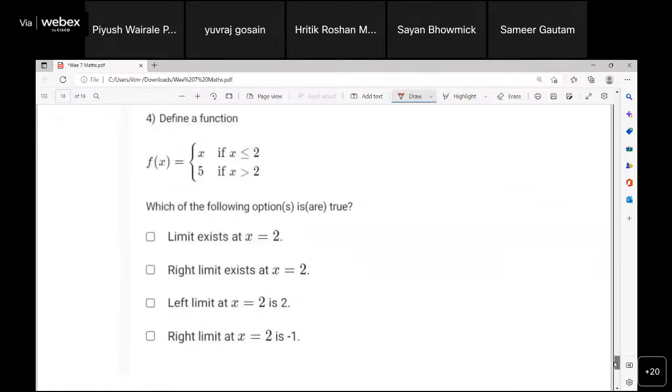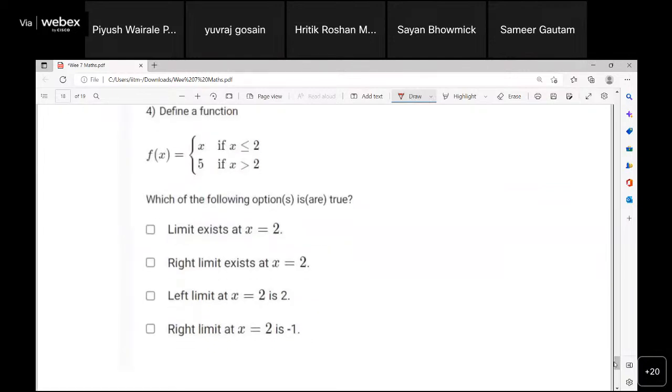So this is the last question. A similar question to the previous one. You have a function f of x, and these are the options. Which one is true? Limit exists at x equals 2. Is it correct?